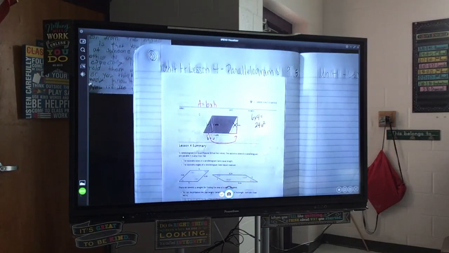Alright, please turn in your cool down when you are finished. After you are done, you are working on either benchmark if you haven't finished it yet, or you're getting on Imagine Math and working on lessons.